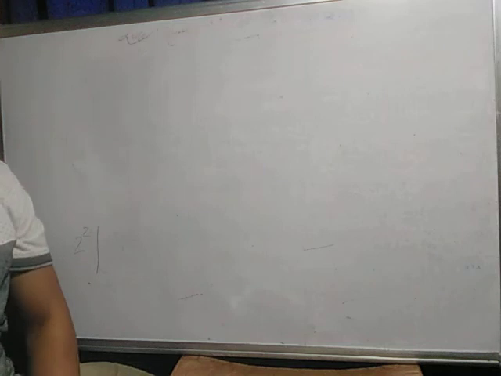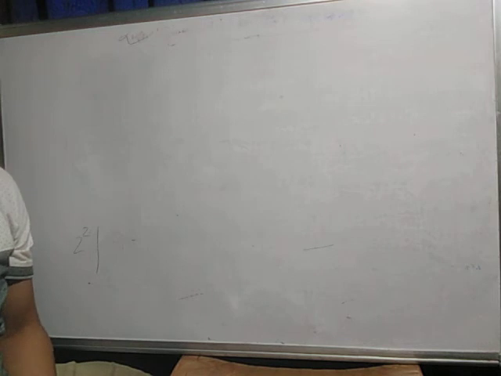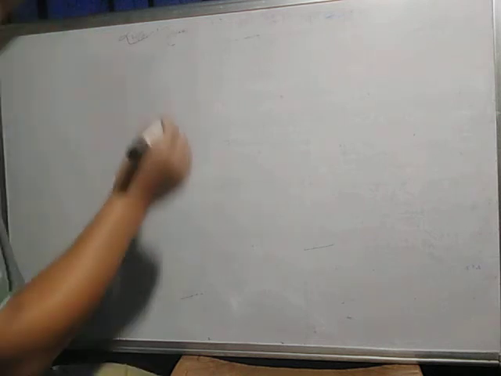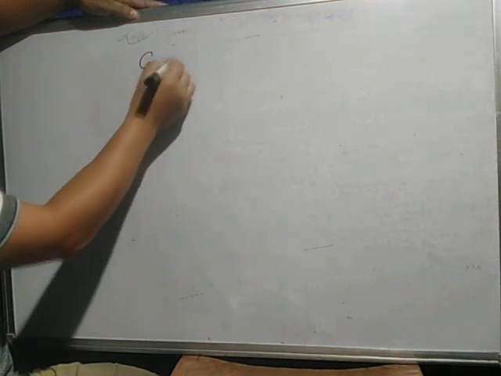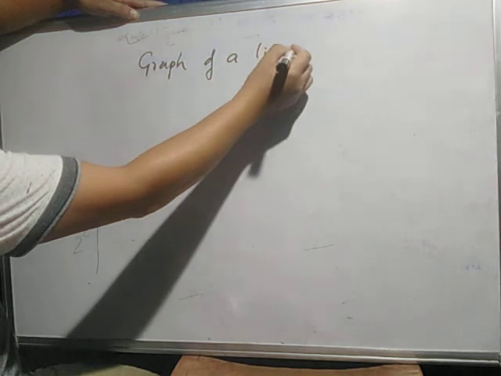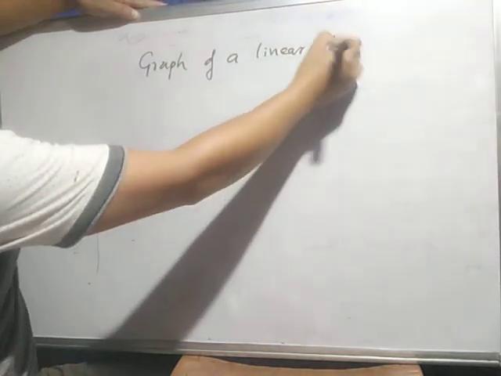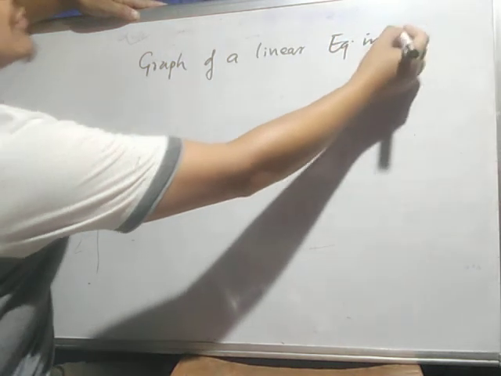Hey class 9, let's continue our chapter. So far we have done exercise 4.2. Turn to page number 70. There you have today's topic, graph of a linear equation in two variables.